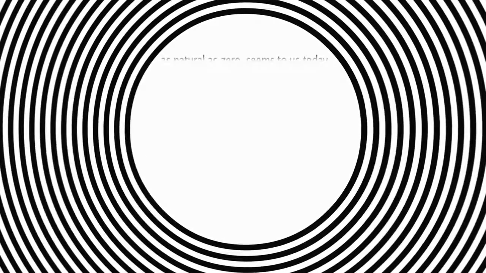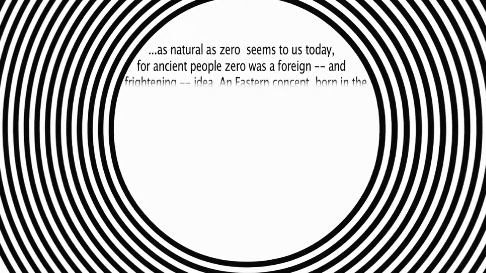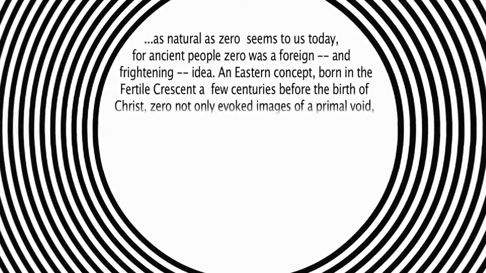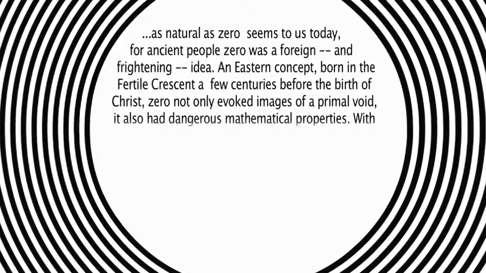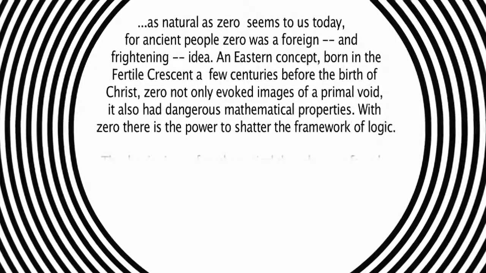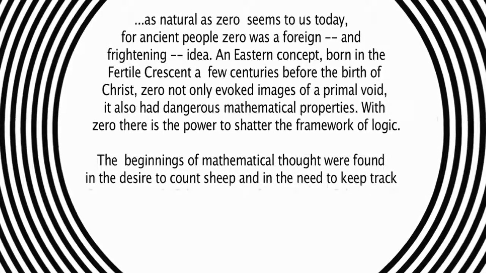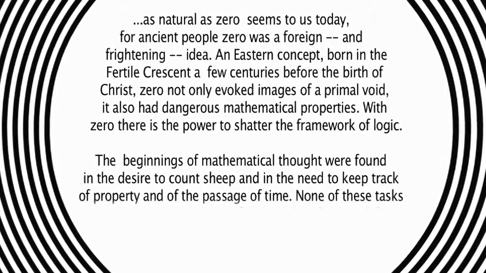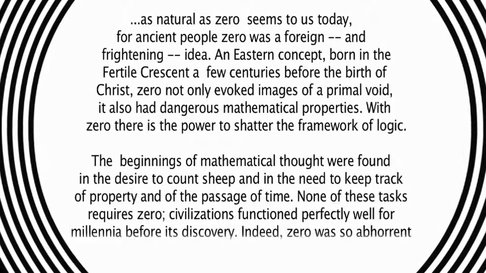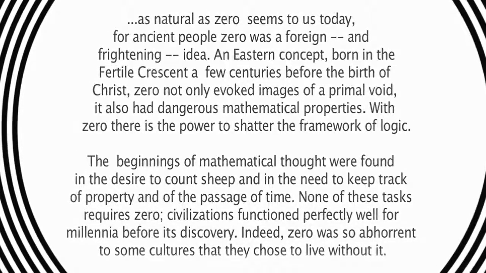Then chapter 1 begins with these thoughts. "As natural as zero seems to us today, for ancient people zero was a foreign and frightening idea. An Eastern concept born in the Fertile Crescent a few centuries before the birth of Christ, zero not only evoked images of a primal void, it also had dangerous mathematical properties. With zero, there is the power to shatter the framework of logic. The beginnings of mathematical thought were found in the desire to count sheep and in the need to keep track of property and of the passage of time. None of these tasks requires zero. Civilizations functioned perfectly well for millennia before its discovery. Indeed, zero was so abhorrent to some cultures that they chose to live without it."